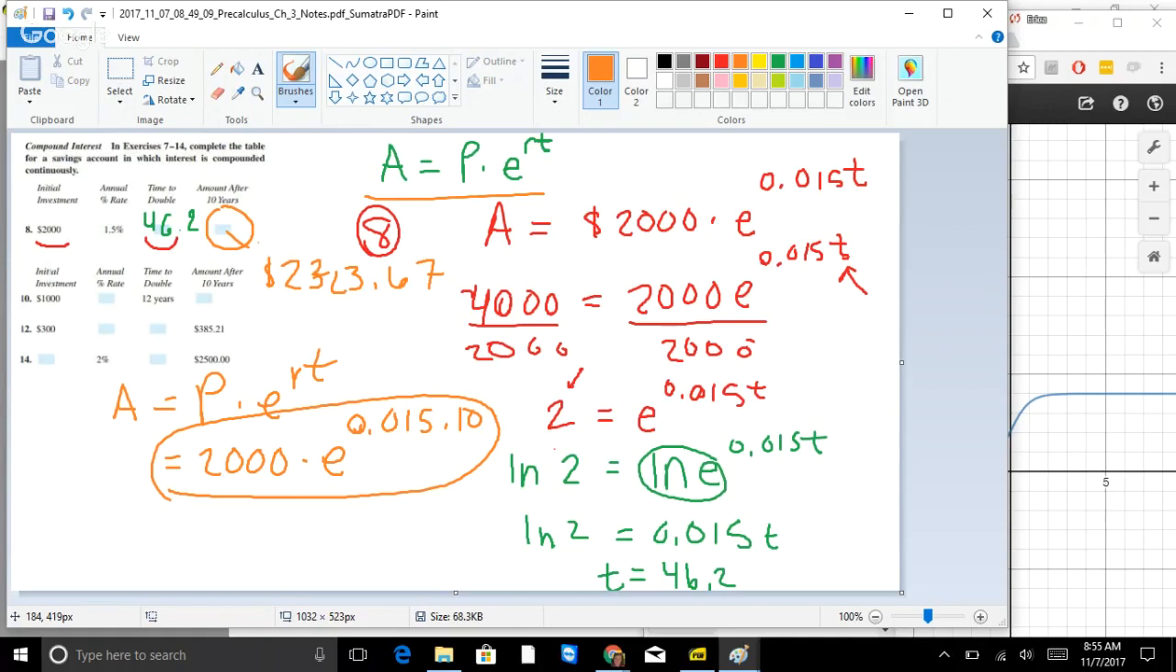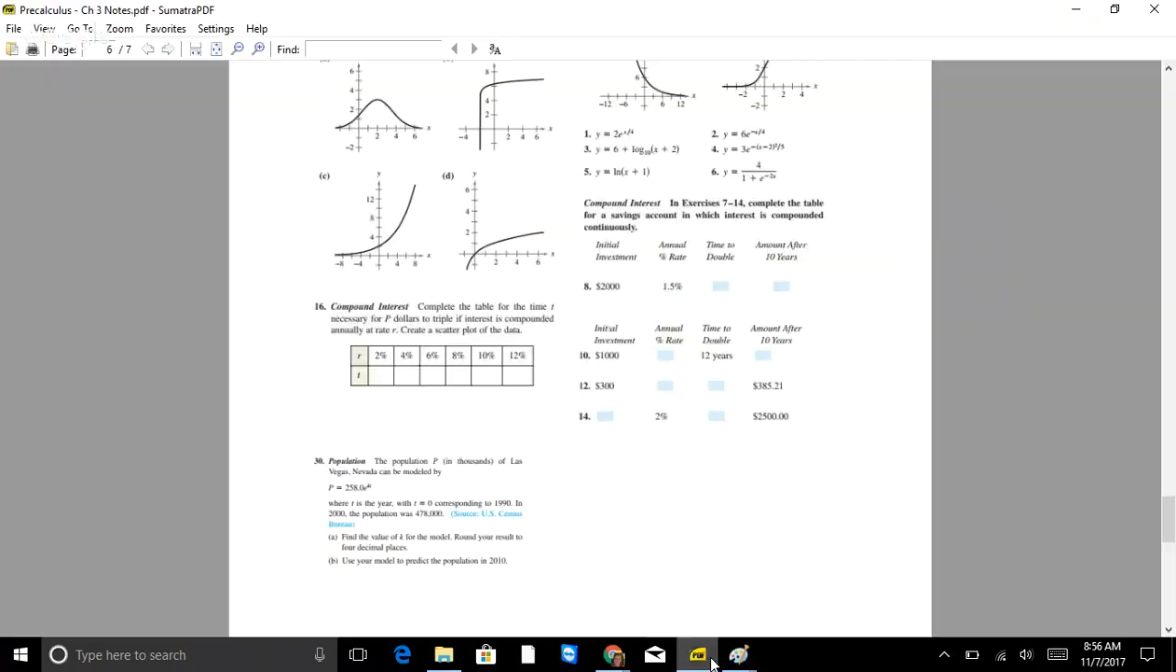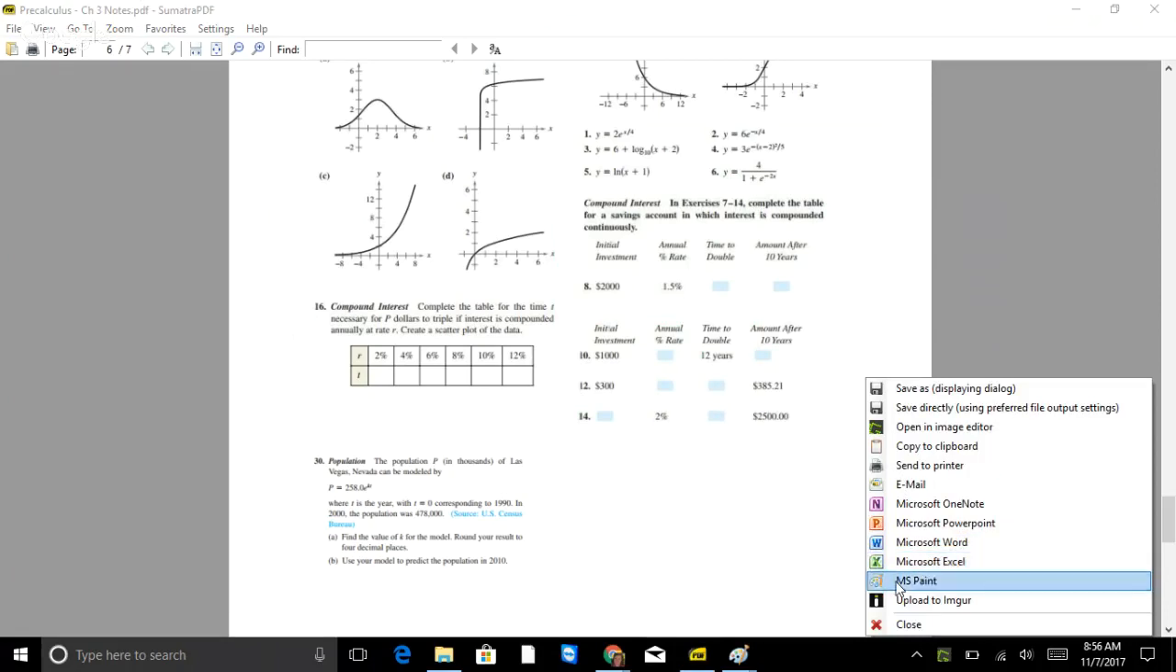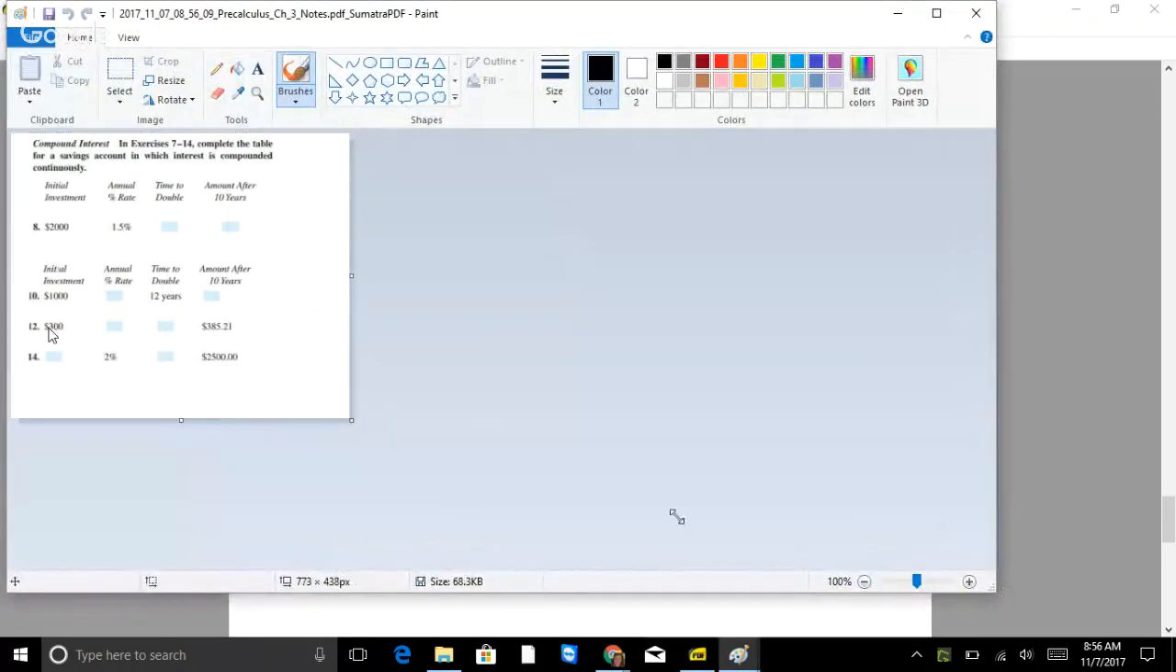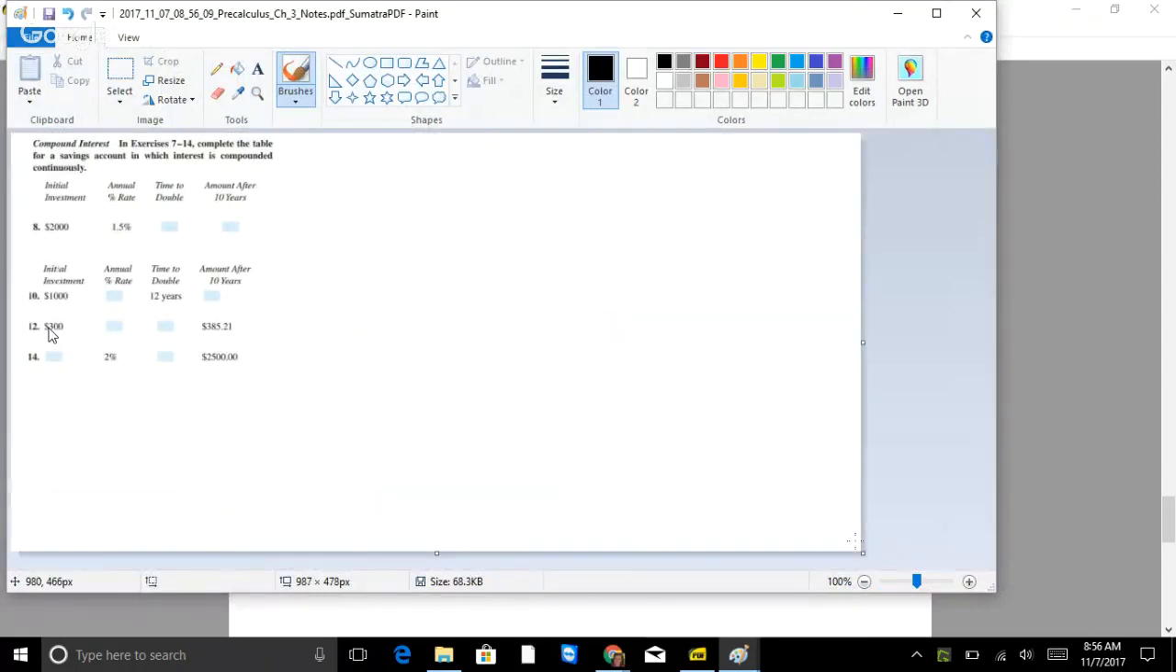Okay, so now let's look at number 12. Same idea. Our initial investment is $300, and they tell us what the amount is after 10 years, and we have to find out the rate and the time to double.